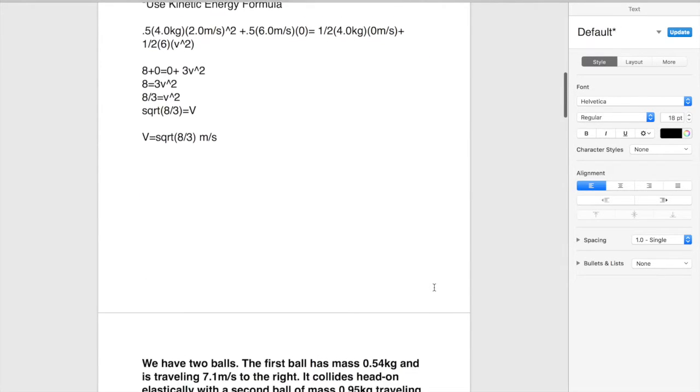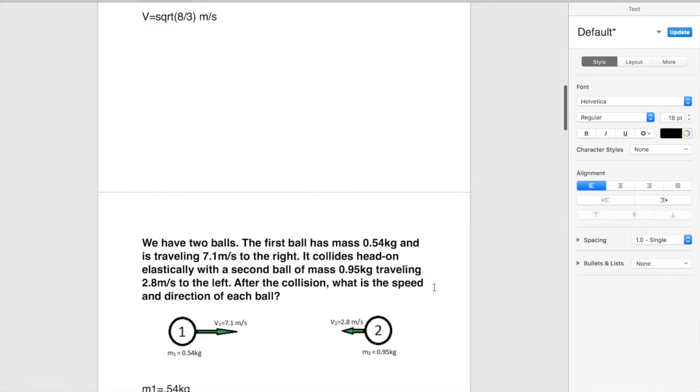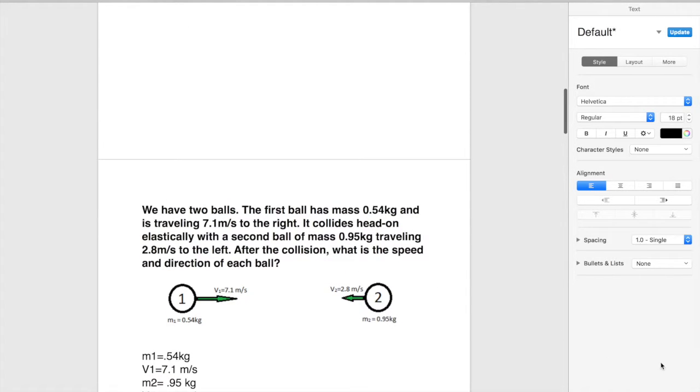Easy enough. Let's move on to the second problem. We have two balls. The first ball has a mass of 0.54 kilograms and is traveling 7.1 meters per second to the right.